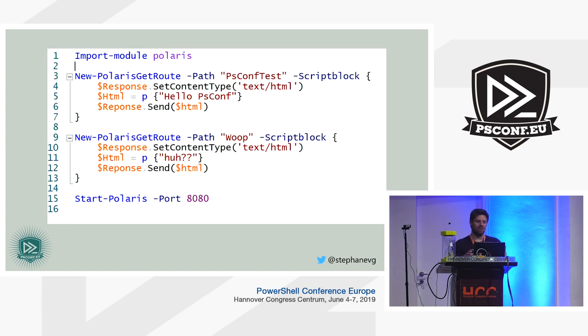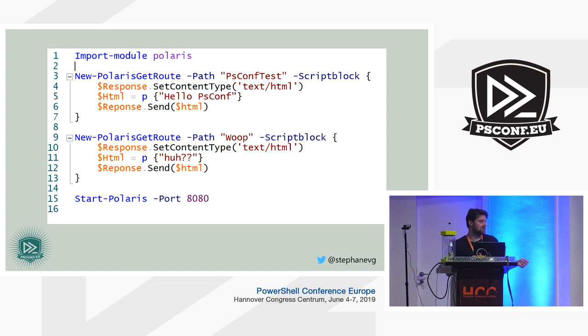A very basic example here: I import the Polaris module, and I have 2 get routes here. You can see new Polaris get route. And then we have, the path is like psconf test. I set the content, so $response is a variable that you automatically have in the script blocks. You set the content type to text HTML. I send back P, so that P element is from PSHTML. I create a paragraph here and I simply say hello conf, psconf. And then I send that variable HTML back. And that's it. That's pretty easy, right?